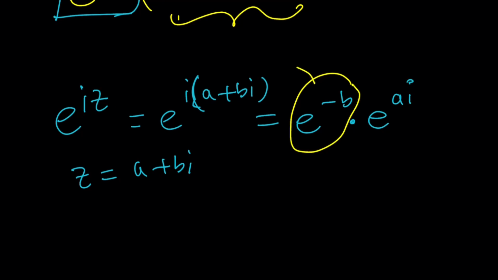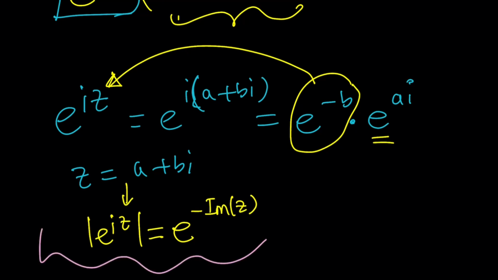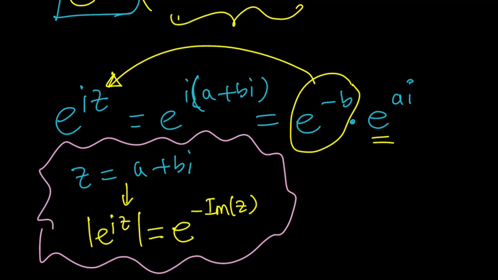The absolute value of e to the iz is basically the number in front of this e to the power i theta thing. So in other words, we can basically say that if z is a plus bi, then the absolute value of e to the iz is equal to e to the power negative imaginary part of z. How do you like that? That's just a formula that you can pretty much apply to any situation.